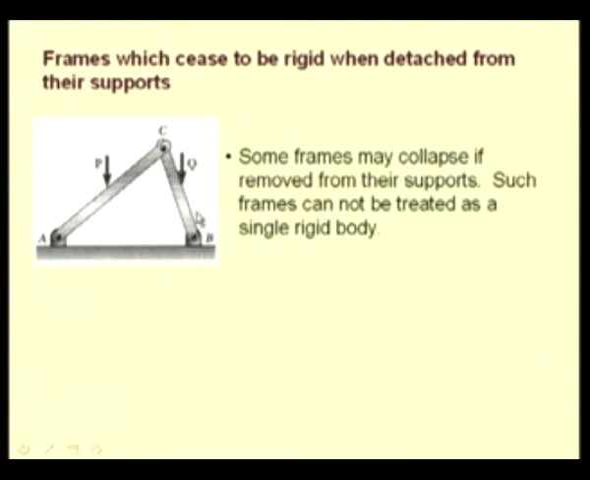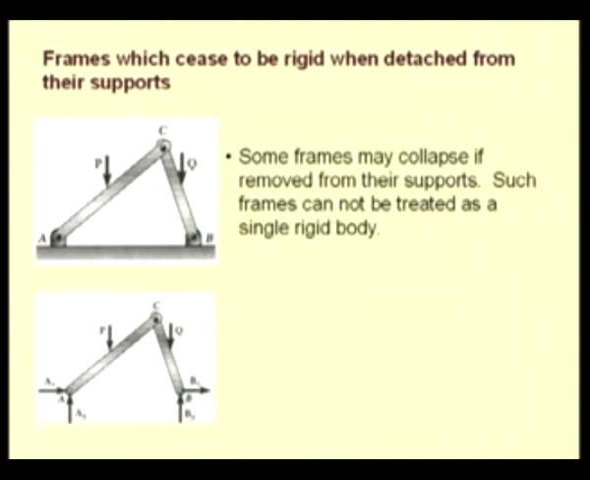Let us consider the free body diagram of this complete structure. At A we have two components of reaction AX and AY, and at B we have two components of reaction BX and BY. We know that from the equilibrium equations it is possible to write three equations and determine three unknowns, but here we see that we have four unknowns.